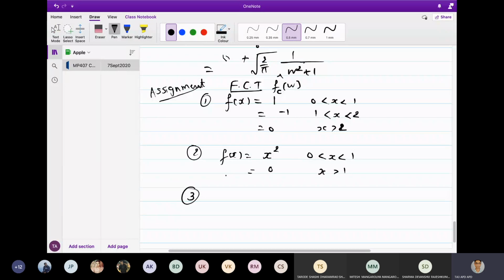Now this example, so you just see what happens with this. So f of x equal to sine x upon x. Okay, f of x equal to sine x upon x. The limits are from 0 less than x less than infinity. That you have to find out.